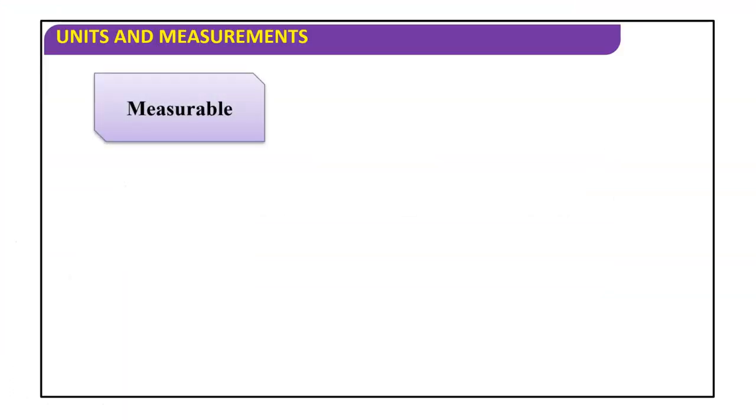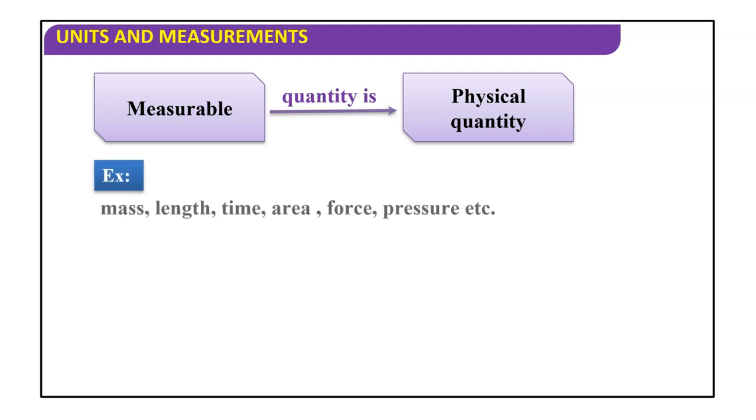So students, we know what measurable quantities are. They are physical quantities, for example mass, length, time, area, force, and pressure. These are the measurable quantities which we can measure. Like we can measure the time, the area, the force, and also pressure.